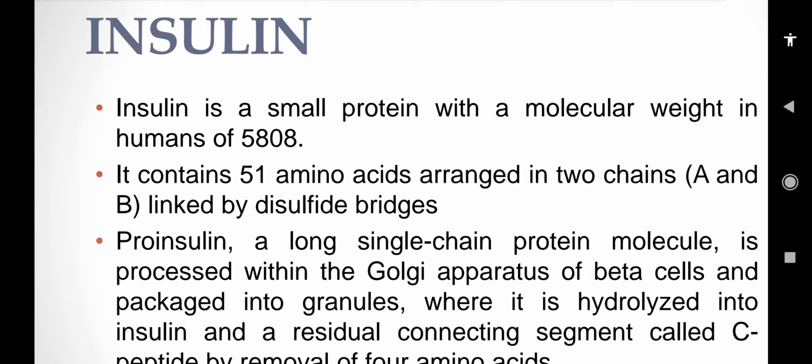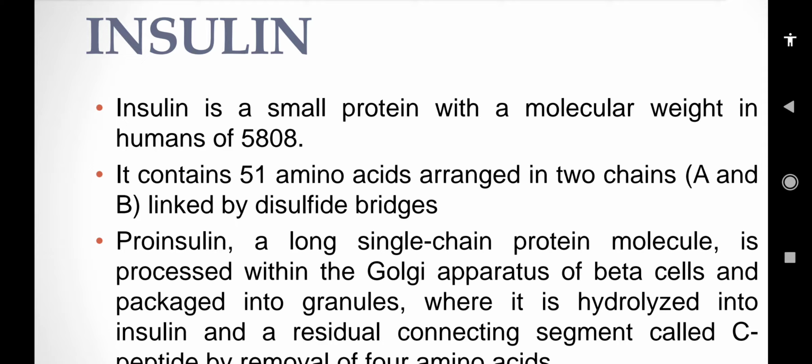So here I am discussing with you the insulin. Insulin is a small protein, an innocent protein, which has a major role in our body, with a molecular weight in humans of 5808. It contains 51 amino acids arranged in the two chains A and B, linked by disulfide bridges.